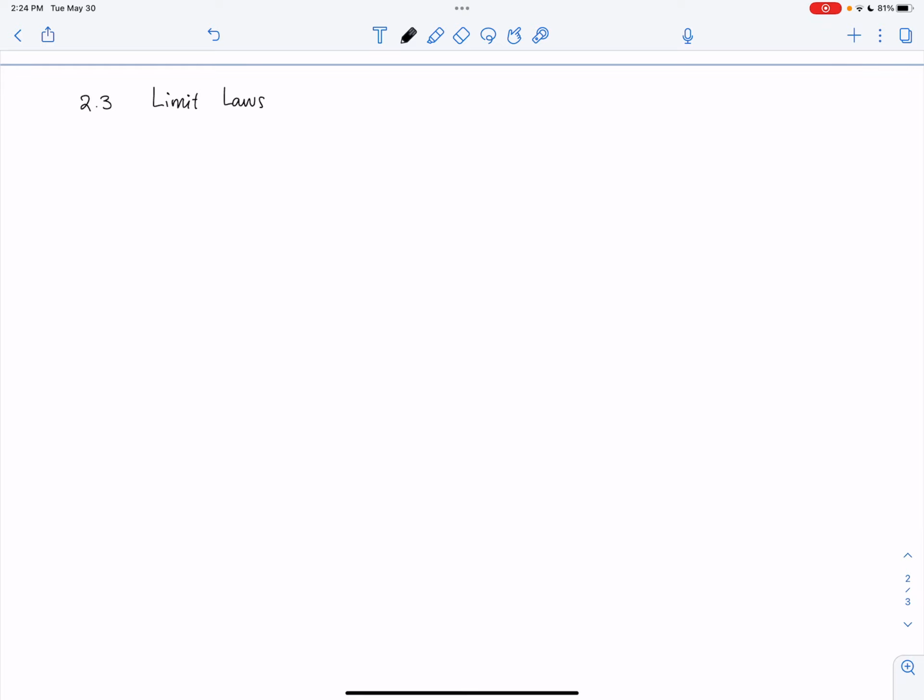2.3 is some laws about limits. That can simplify our calculation. So the rules are basically, if you have operations, addition, subtraction, product, quotient, you can just take the limit of each component, right? That's the basic idea for the limit laws.